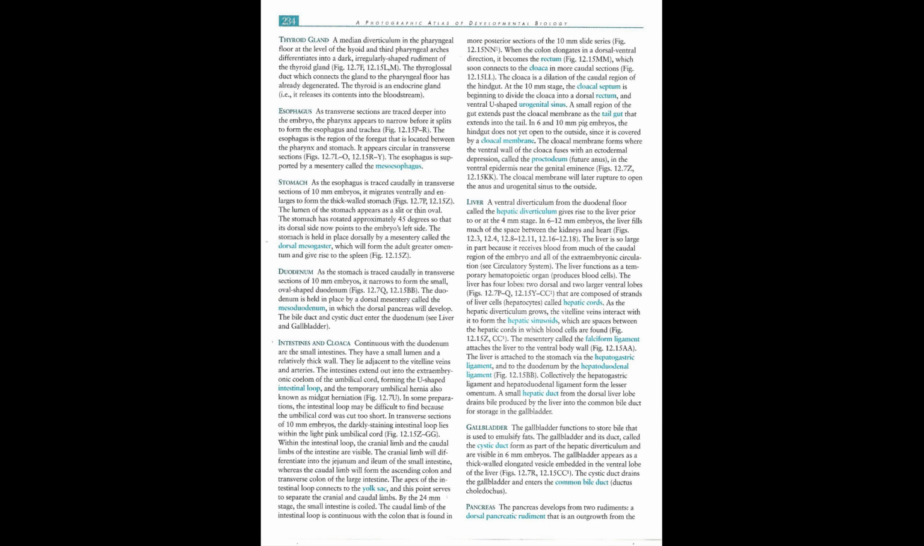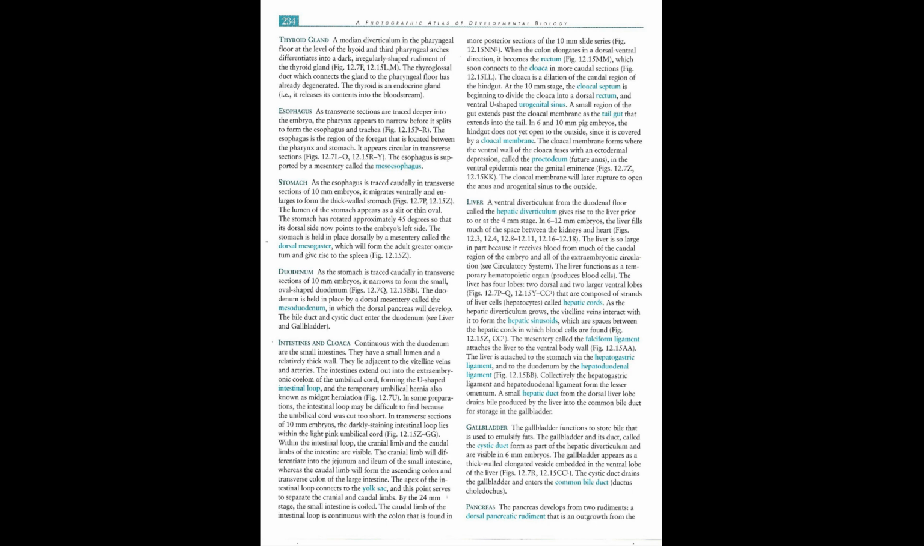The esophagus is the region of the foregut that is located between the pharynx and stomach. It appears circular in transverse sections, Figs 12.7 LO, 12.15 RY. The esophagus is supported by a mesentery called the mesoesophagus.